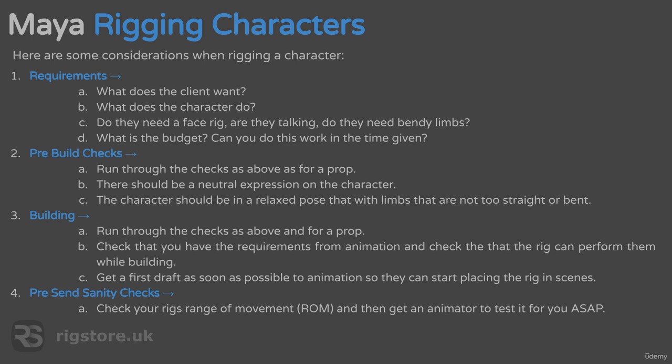Get a first draft as soon as possible to animation so that they can start placing the rig in scenes. It doesn't matter if it's blocked. This means that even if you've just hard weighted to your character, send this to animation. This is better than nothing. If the controllers are all set in position, then it's best for them to have something to start placing. Previs and blocking is going to take them time, so help them start early. If you wait until everything's completely finished in your scene and with your rig, it's just going to annoy everyone.